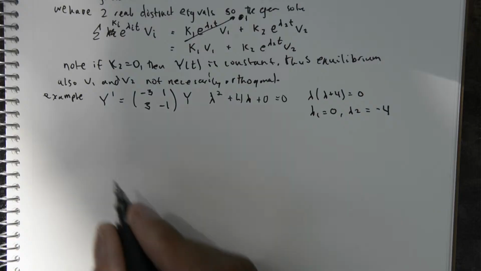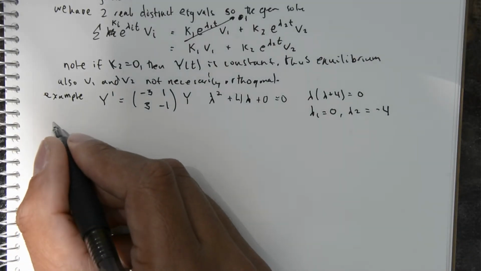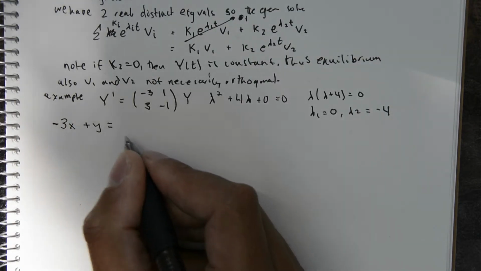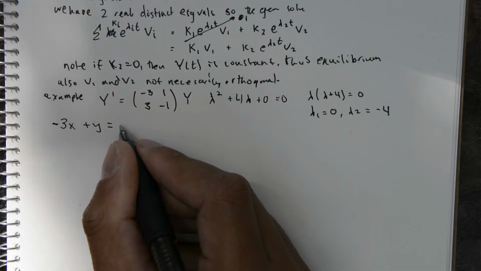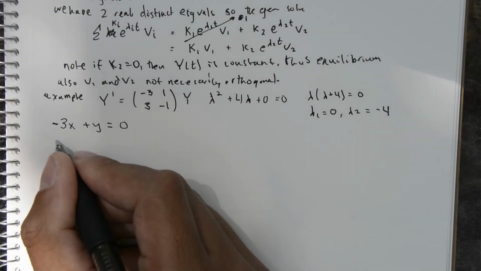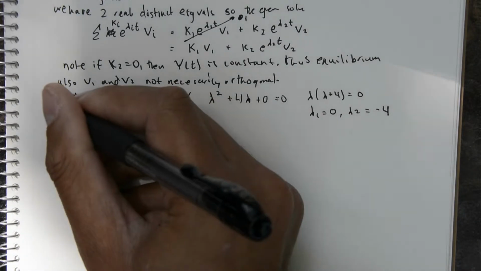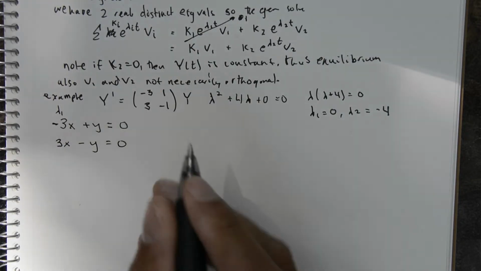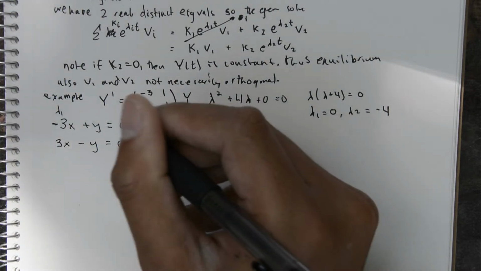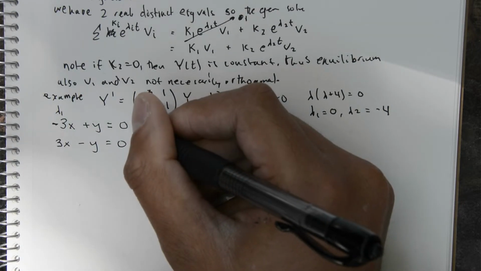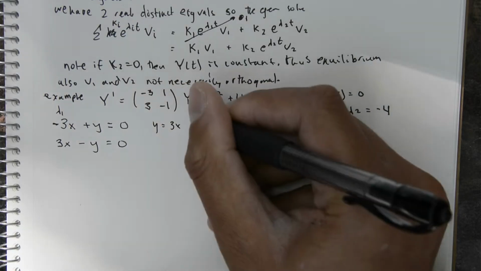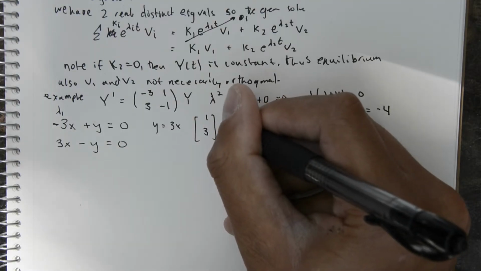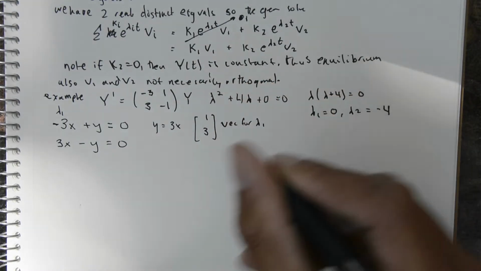Now we need to find our eigenvectors. So we need to solve the system minus 3x plus y is equal to 0 and 3x minus y is equal to 0, because we're doing lambda 1. So these are the same. y is equal to 3x. So if x is 1, we get 3. So 1, 3 is the eigenvector for lambda 1.